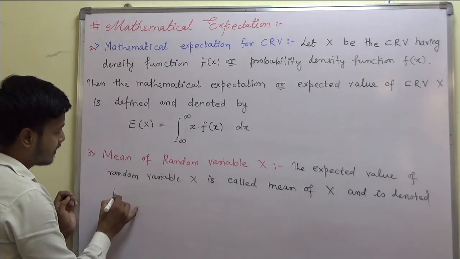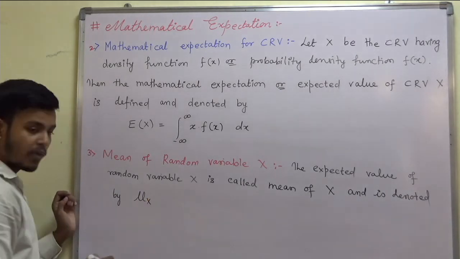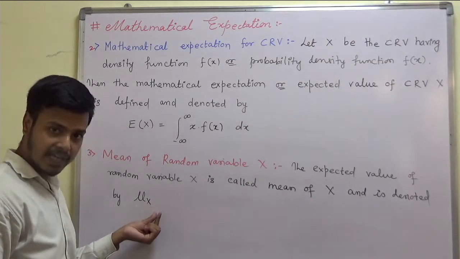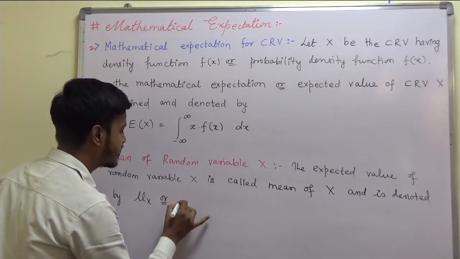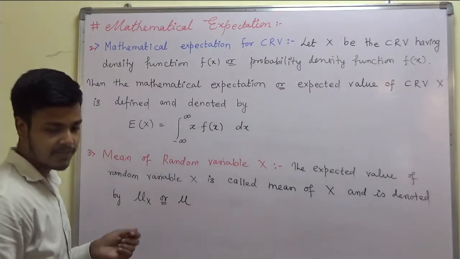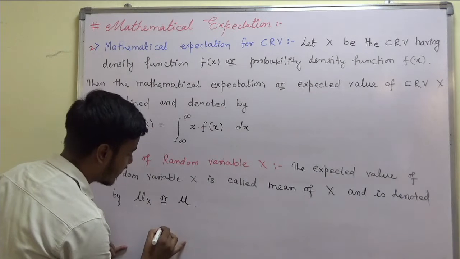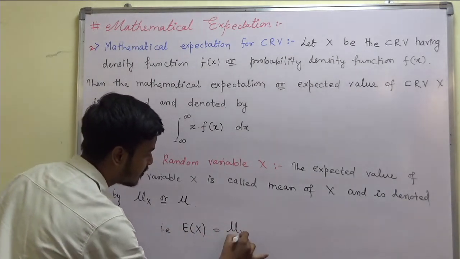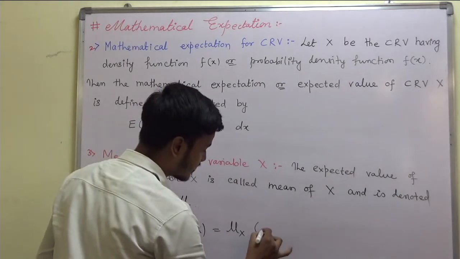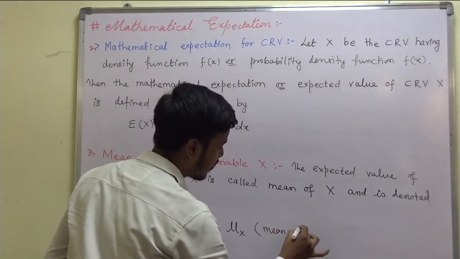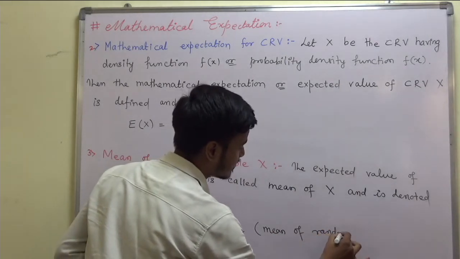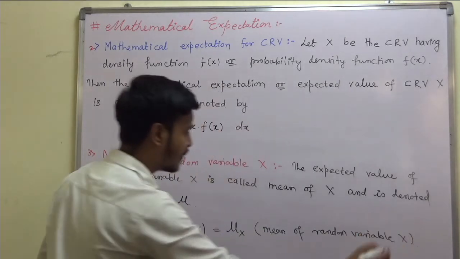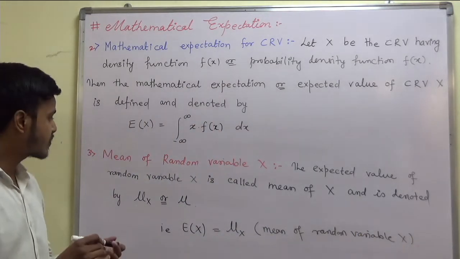and is denoted by mu of x, and we read it as mean of x or expectation of x, or sometimes just mu. It is denoted by mu. Expectation of x is nothing but mu x, and we can call it the mean of random variable x. Okay, so this is nothing but the definition for mean.